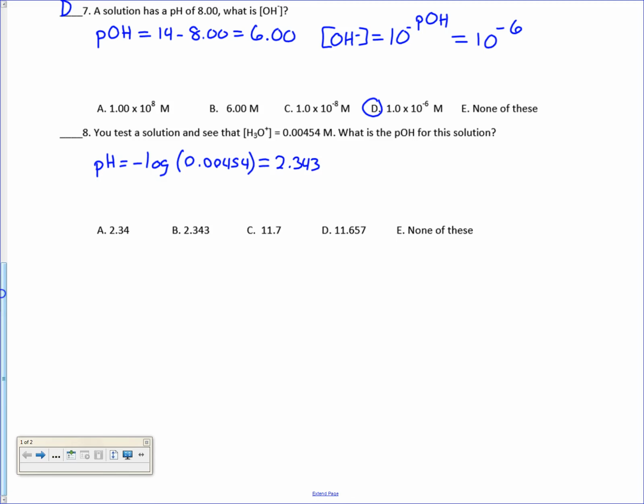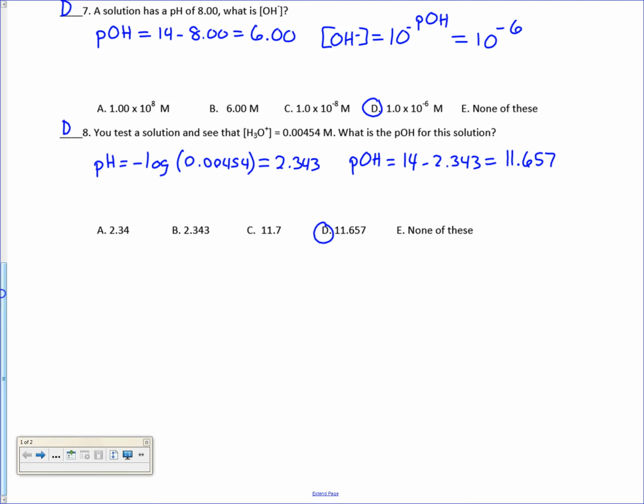Now pOH is going to equal 14 minus that. And what we get is 11.657. Which is answer D.